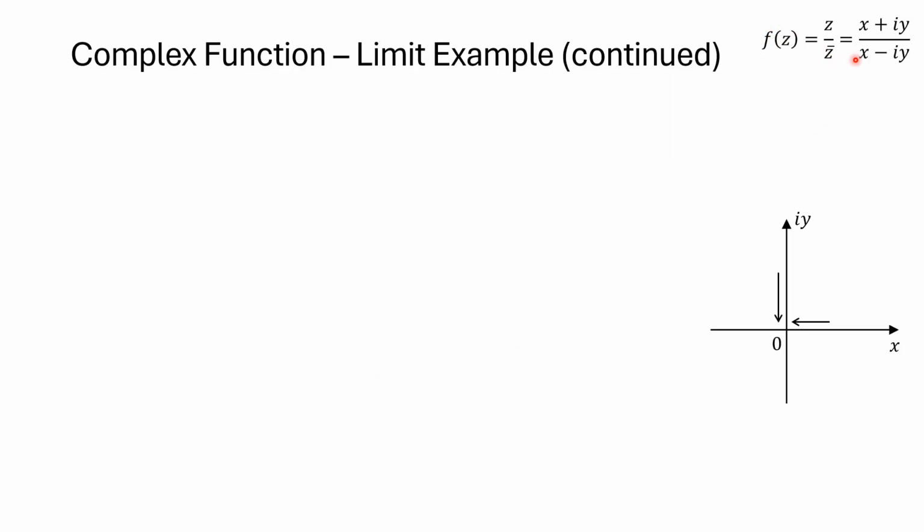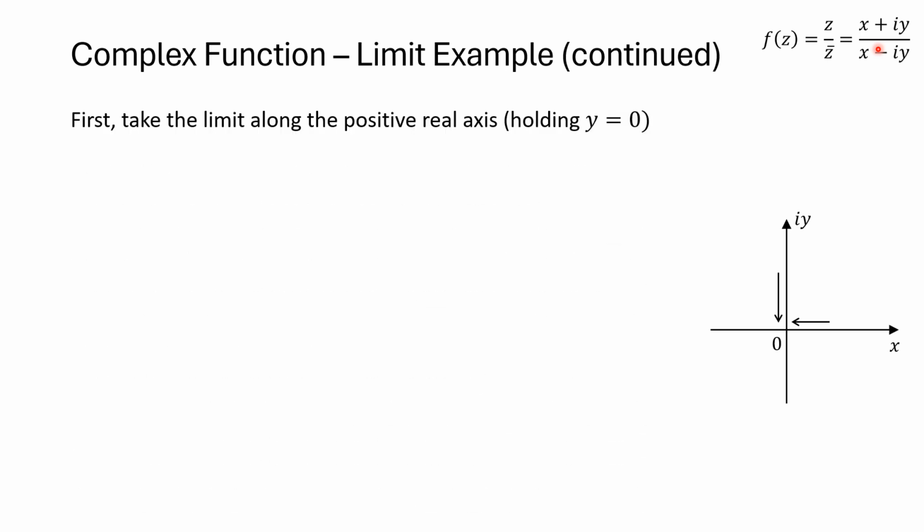So continuing with our function from the previous slide, we want to take the limit as z approaches 0 of this function I put up here in the upper right, just to remind us of what we're working on. We start by taking the limit as x approaches 0 from the positive real axis here. So we set y equal to 0, and we just let x approach 0 this way here. So we plug in y equals 0 into our function. Then we have x divided by x, which is 1. We take the limit, and we just get 1.